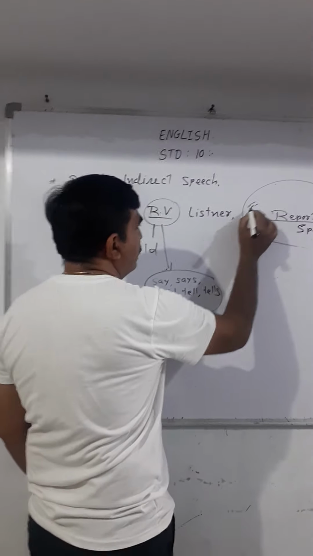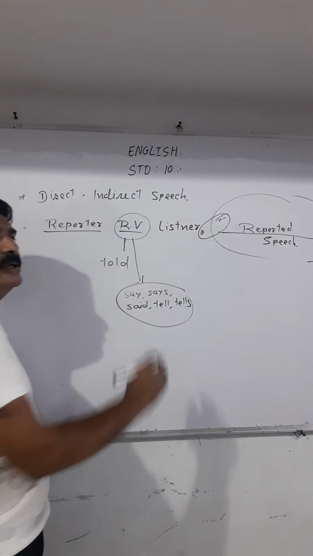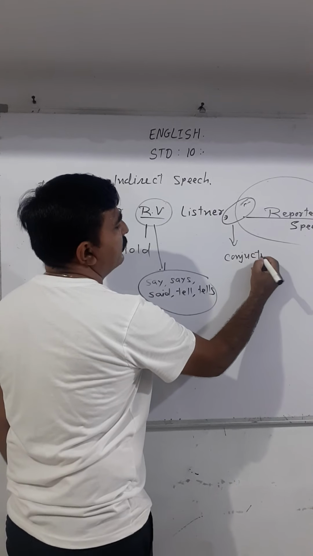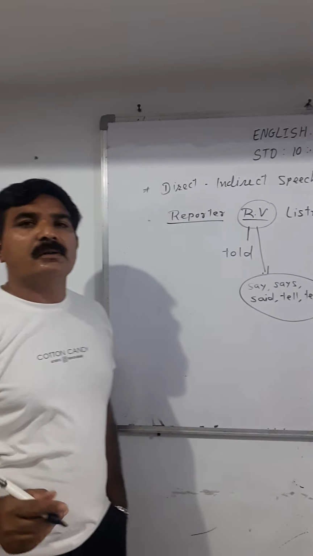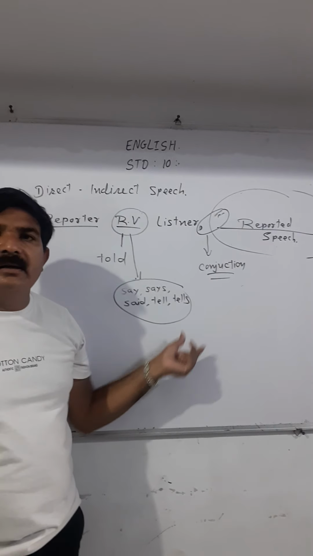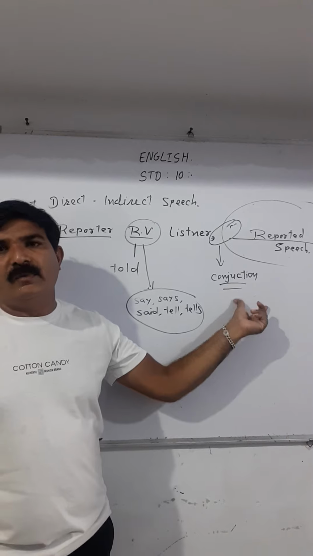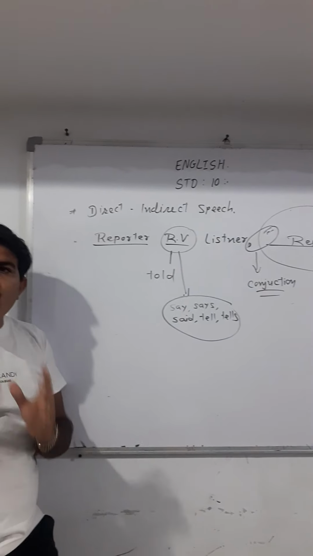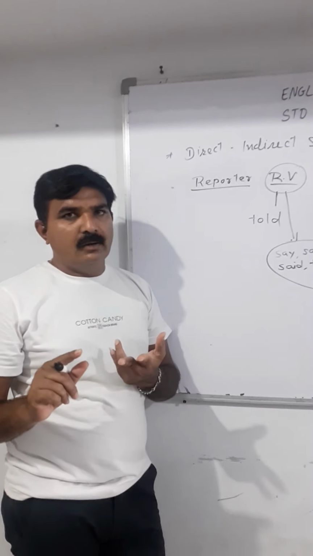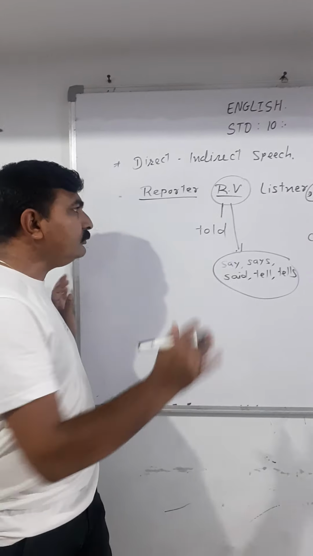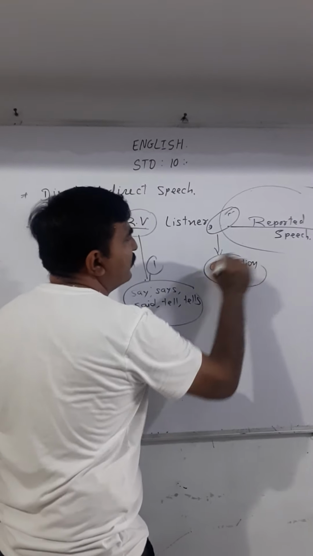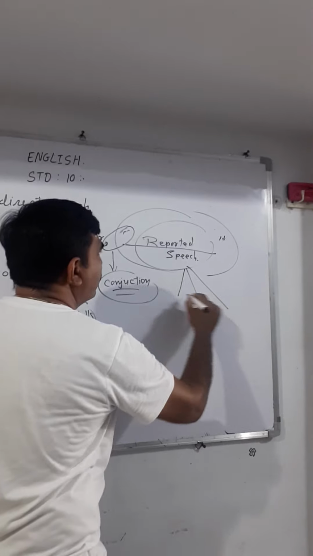Then what we have to do? The double inverted commas will be removed from the sentence, and a conjunction will be used there. The conjunction will be used according to the sentence. If the sentence given in the reported speech is an assertive sentence, then the conjunction will be that. If the reported speech is an interrogative sentence, then the conjunction will be either if or a WH word, according to the statement. So the first change is in the reporting verb, the second change in the conjunction, then a total of 3 changes will take place in the reported speech.